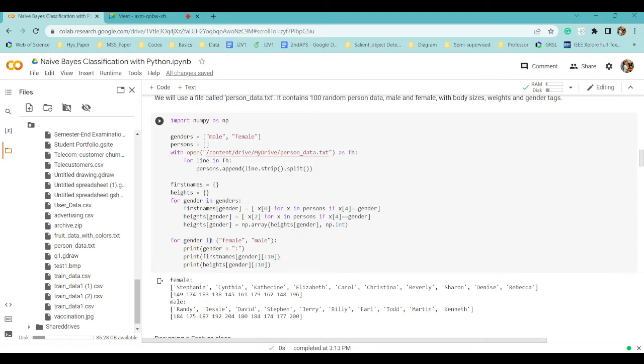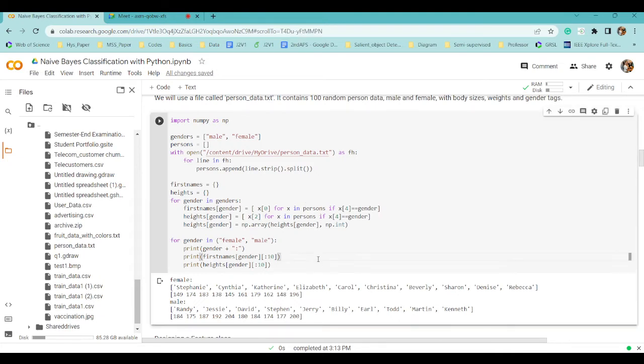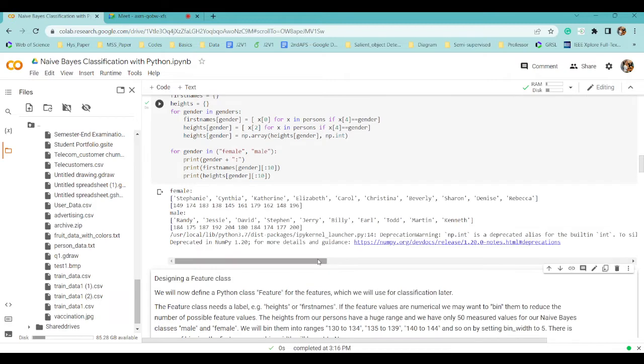So now I'm printing: if it is gender, then print female, and if it is first name and gender, then it is a female, and then print height and gender. So for the female we have the name and its height, name and its height. So all the different females, where names have been taken and their heights have been taken. Similarly, all the male names have been taken and their heights. That is the segregation that has been done with the data set. Okay.